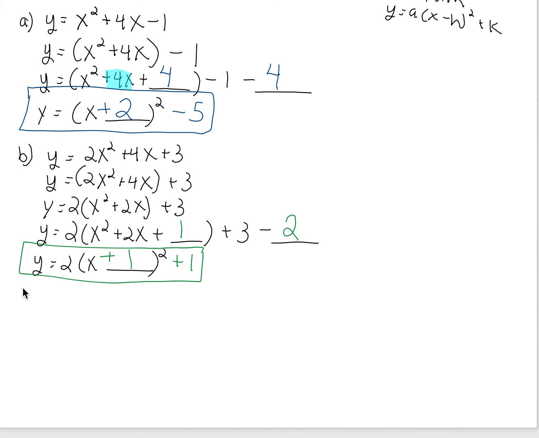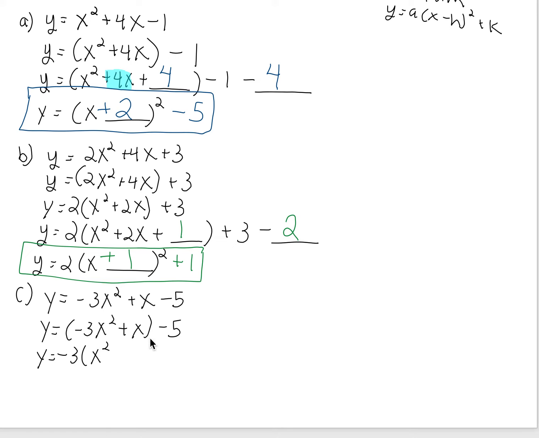All right, the last one, the most complex way that you might see this is, let's say I have a negative 3x squared plus x minus 5, and you're asked to write this in vertex form. So the steps are the same. I'm going to start by grouping my x squared term and my x term together. Then I'm going to factor out whatever is in front of the x squared, so it's a negative 3.